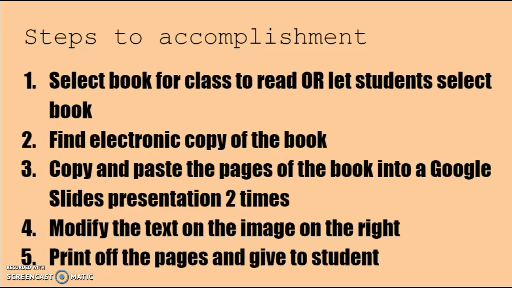And so the steps that I took to complete this was to, first of all, select a book for the class to read, which is what I did. Or, if you were to do this activity in your classroom, you could let the students select the book. The second thing you do is find an electronic copy of the book. If there's not one, then you can obviously take a picture of the pages. Or you might have to type your modifications and print those, and have the print copy of the book that your students are reading. But again, with this activity, I just went with the electronic copy.